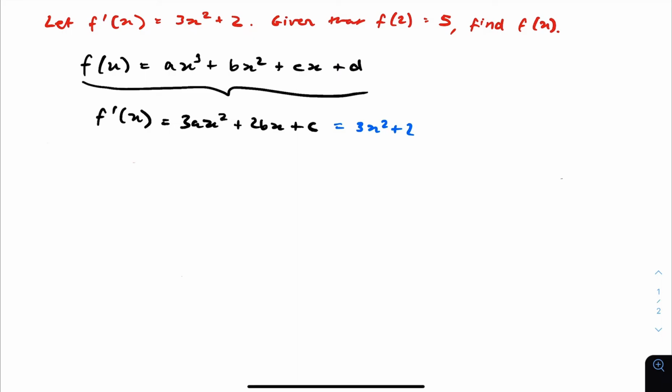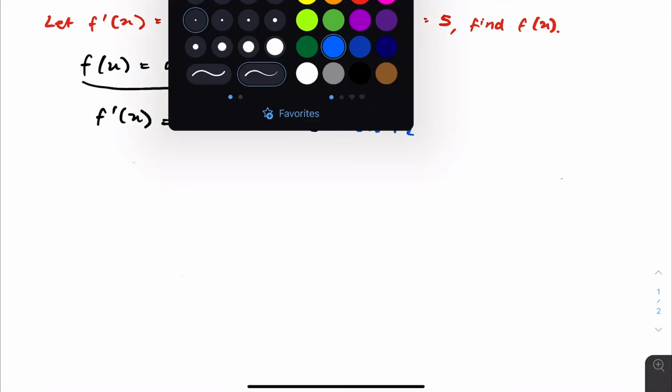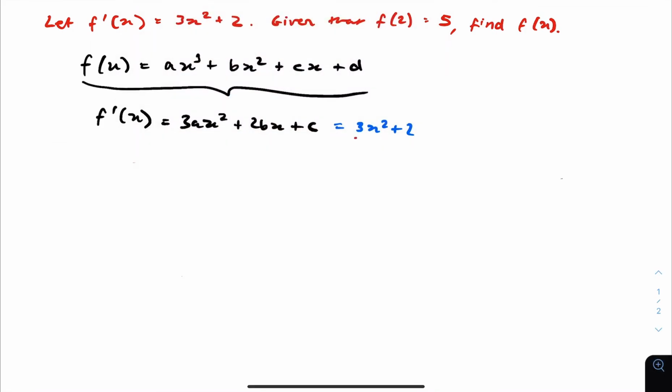So firstly, the coefficient of x squared on the right is 3. On the left, it's 3a. So 3a has to equal 3. Hence, a is equal to 3 over 3, which is just 1. Now, on the left side, 2b is the coefficient of x, but we don't have a coefficient on the right side. That means we can assume the right side has a coefficient of x of 0. So 2b is equal to 0, so b must equal 0.